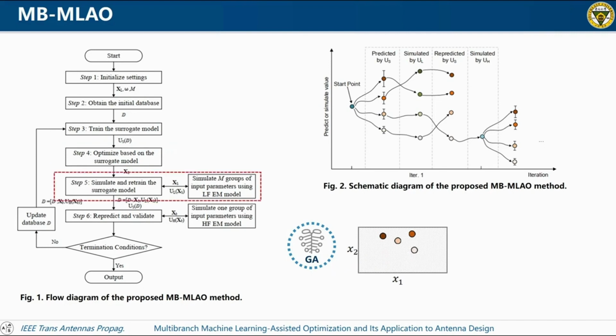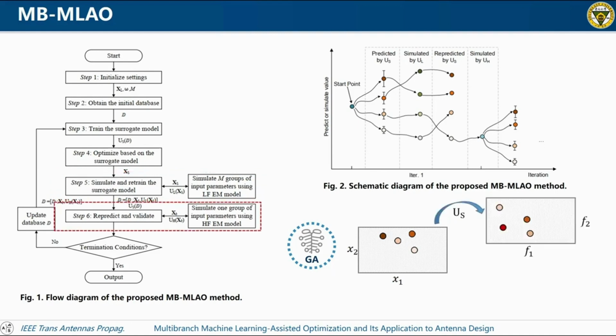Step 5. Simulate and retrain. Use the low-fidelity simulation to calculate the above M groups of input parameters. Then, retrain the surrogate model. Step 6. Repredict and validate. Repredict the M group input parameters, and select the optimal one for the high-fidelity model to verify. If the termination condition is satisfied, stop the loop. Otherwise, update the database and repeat Step 3.